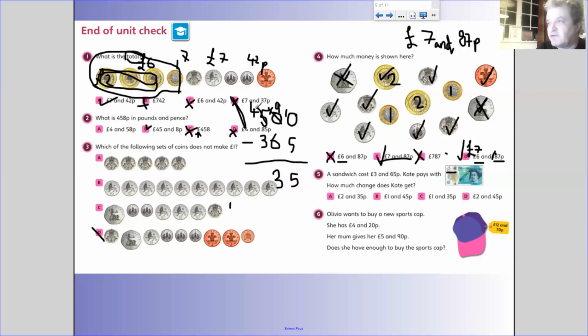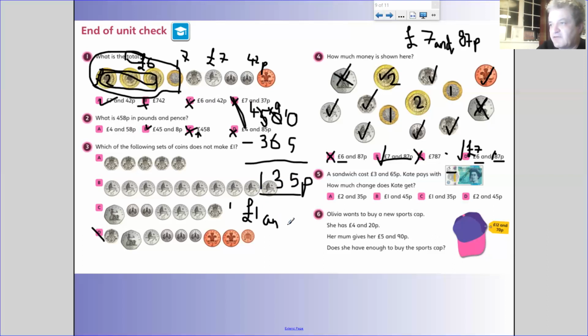Here I've got 4 in the hundreds, take away the 300s, and I end up with 1. Here I've got 135 as my answer. Okay, what have I got 135 of? I've got 135 pence. Okay, I can convert that 100 pence into £1. I've got £1 and 35 pence.